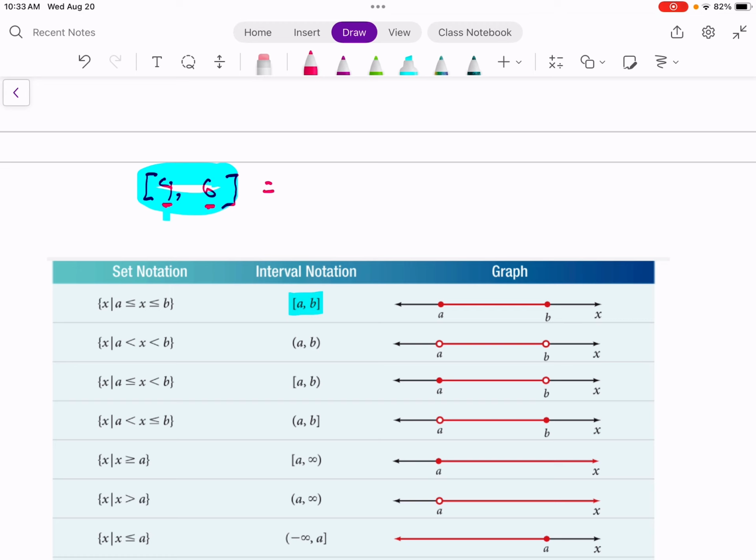Now in set notation, we call every number in between these two numbers x, and we write x such that, so this is read as 'such that', x such that x is greater than or equal to 4 and less than or equal to 6. So every number which is greater than or equal to 4 and less than or equal to 6 is in this set.